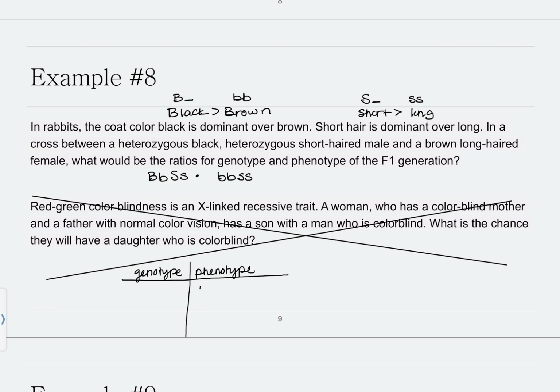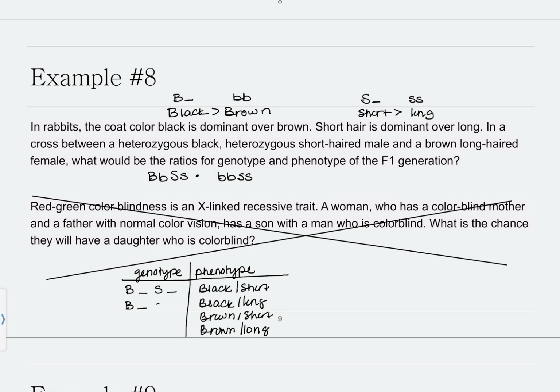Okay, we have 4 phenotypes, so I always start with that. Black and short. We can have black and long. We can have brown and short. And brown and long. Okay, so black and short are dominant phenotypes, so all we need is one dominant allele. Doesn't matter what the second one is, and we have that phenotype. Black is dominant, we just need one dominant allele.